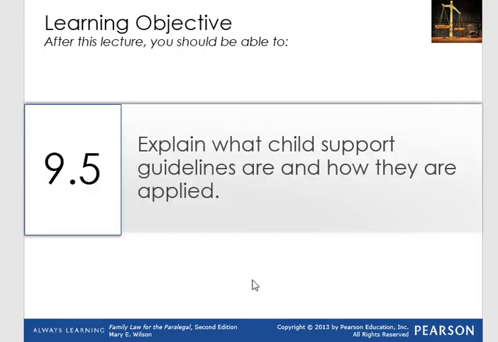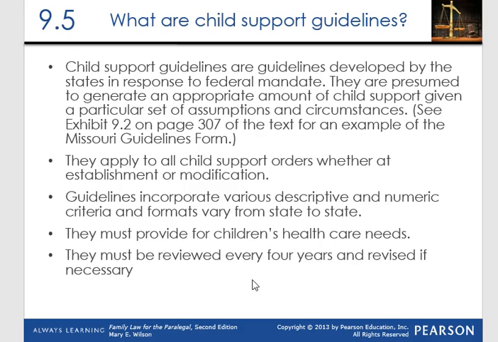Explain what child support guidelines are and how they are applied. Child support guidelines are guidelines developed by the states in response to a federal mandate. They are presumed to generate an appropriate amount of child support given a particular set of assumptions and circumstances. You can look at page 307 for the Missouri guideline form. You can also do a search for the guideline child support calculation for the state of Ohio.